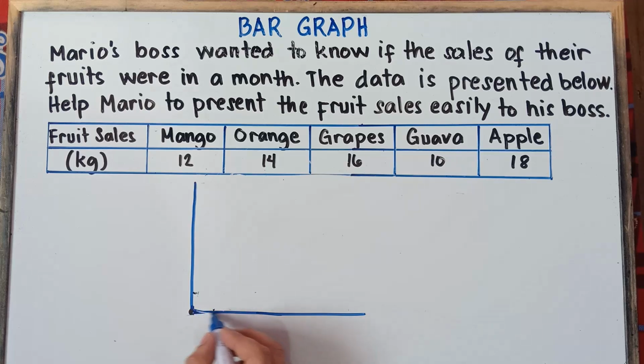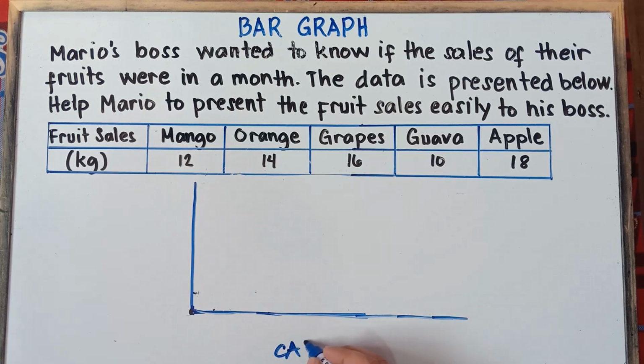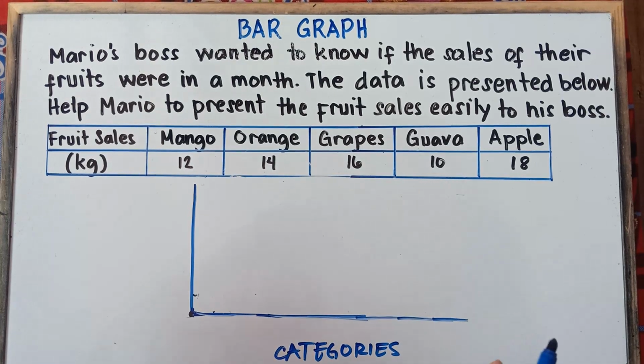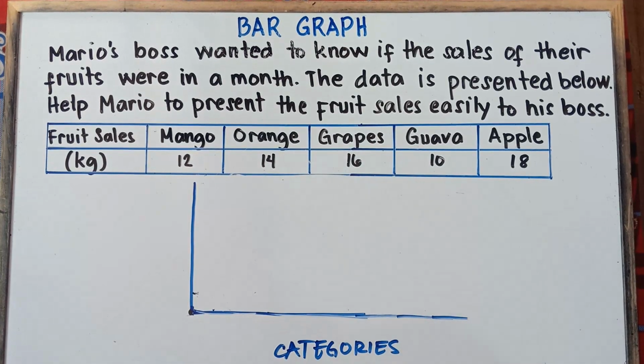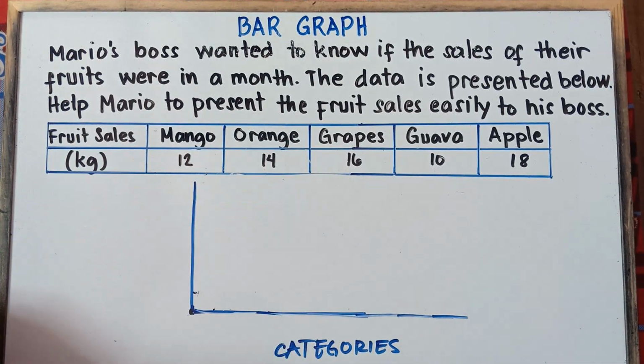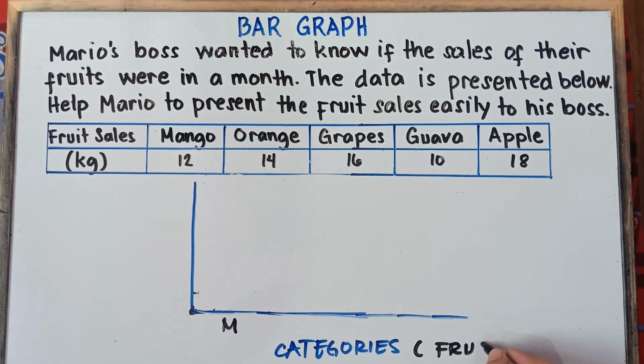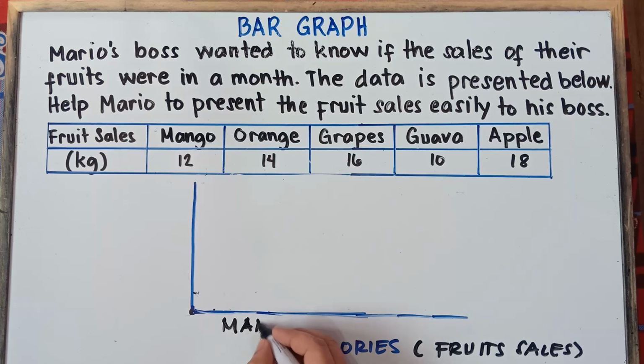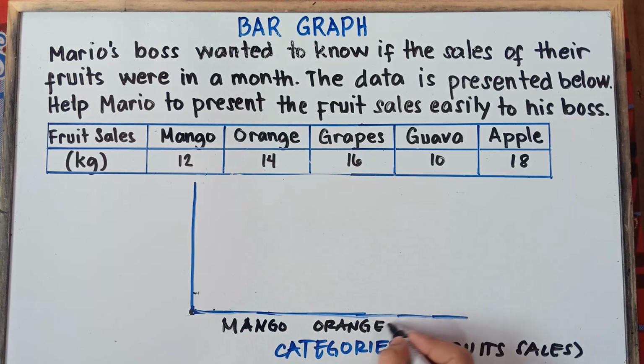Now on this horizontal line, most of the time, on the bottom part, these are the categories. What do you mean by categories, sir? For example, in fruit sales, we have mango. So we can write mango here. Our categories are the fruit sales: mango, orange, grapes. This is just a rough sketch for our graph.